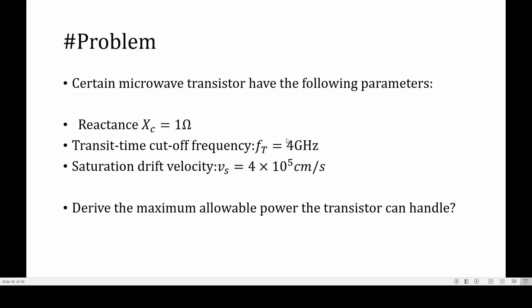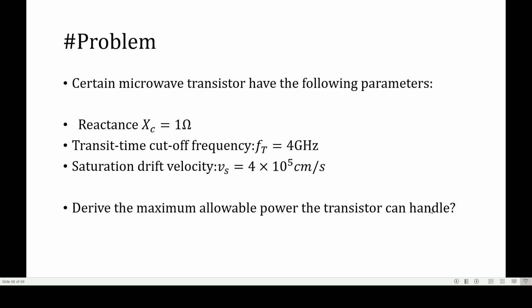This was asked in your K2 exam. Certain microwave transistors have the following parameters: reactance Xc equal to 1 ohm, transit time cutoff frequency Ft equal to 4 gigahertz, and saturation drift velocity Vs equal to 4 into 10 raised to 5 centimeter per second. We have to derive the maximum allowable power of the transistor which can be handled.